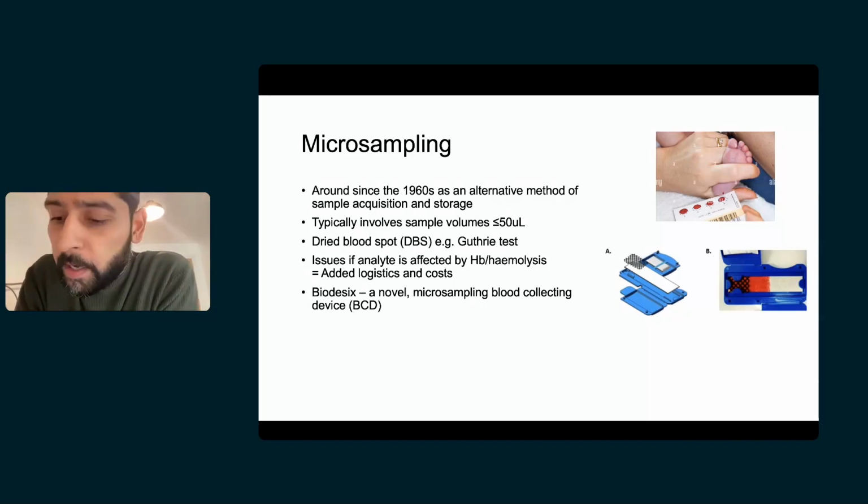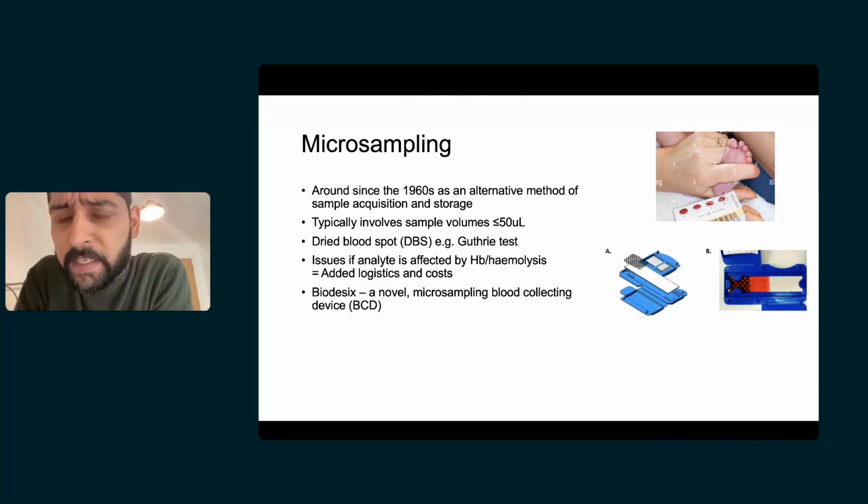Around the time that we submitted and successfully retrieved our grant for microsampling devices, we came across this company called Biodesix that exists in the United States. They market themselves as an AI-driven data solutions company that had recently acquired a patent for a novel microsampling blood collecting device, which is shown in the bottom right, figures A and B.